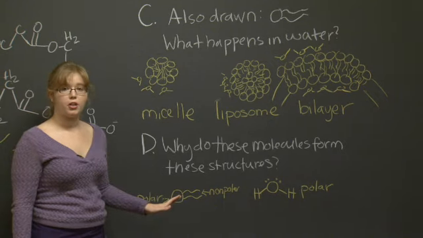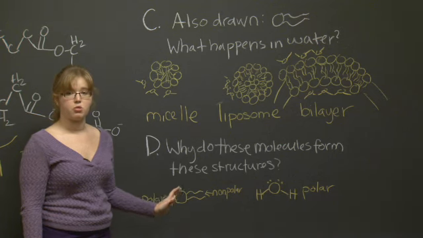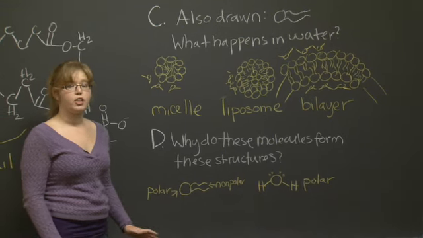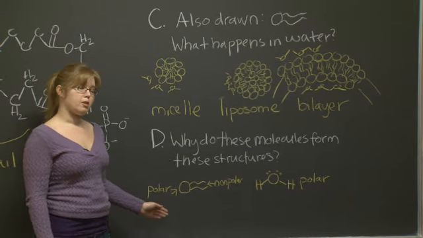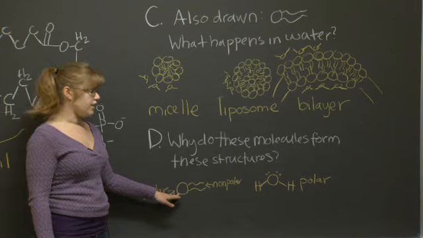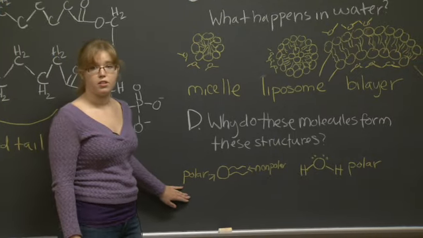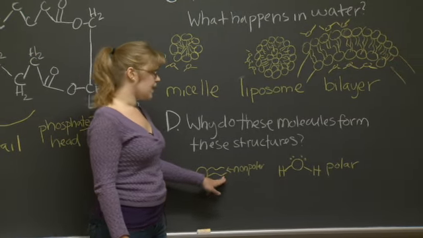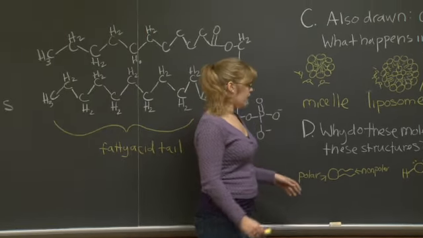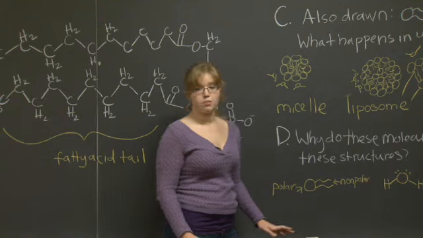Now, the most important part of this problem is asking, why do these molecules form these structures when dropped into water? We can find the answer very easily just by looking at the properties of phospholipids and the properties of water. If you look at a phospholipid, you see that the phosphate head is negatively charged, so that means that it's polar, whereas the tail is a fatty acid. We have learned that that means that it is nonpolar because it has no charge.